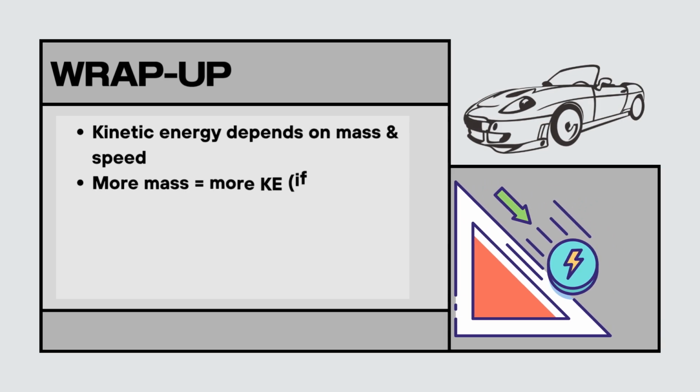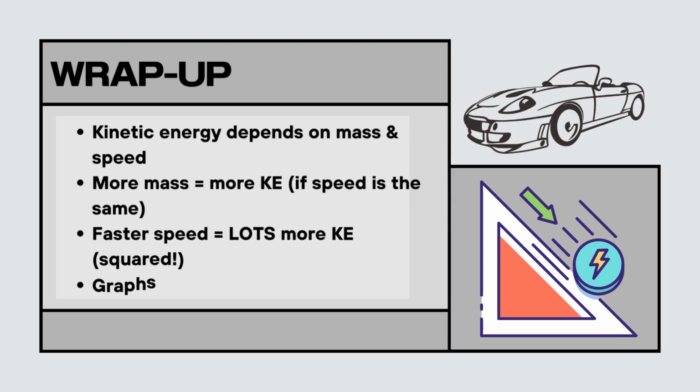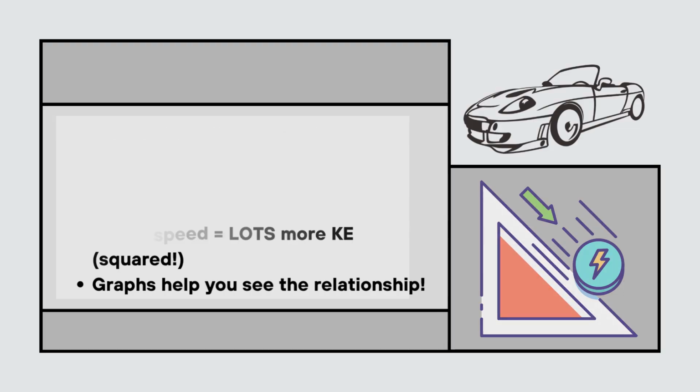Kinetic energy depends on mass and speed. More mass, more kinetic energy, and faster speed, lots more kinetic energy. That is the square. Graphs help you to see the relationship.